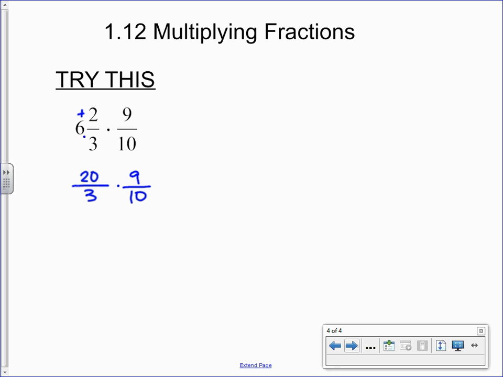Let's look at our diagonals. 9 and 3 in the first diagonal can both be divided by 3. So 3 divided by 3 is 1. 9 divided by 3 is 3. In the other diagonal, we have a 20 and a 10, and they can both be divided by 10. 20 divided by 10 is 2. 10 divided by 10 is 1. So now I have 2 over 1 times 3 over 1, which is equal to 6 over 1, or just 6.